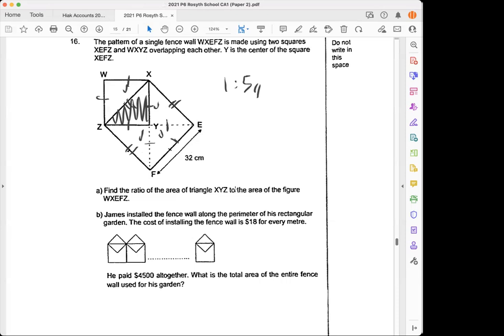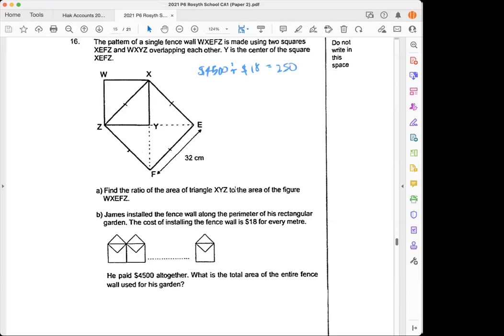Easy. Okay, I'm going to clear this so I have the space to do part B. Let me use another pen. Use blue. So James installed the fence wall along the perimeter of a rectangular garden. The cost of installing the fence wall is $18 for every meter. He paid $4,500 altogether. So 4,500 is the total cost, and every meter is $18.